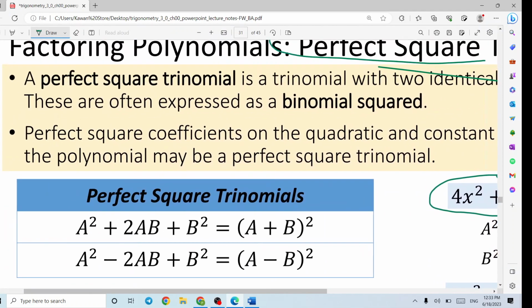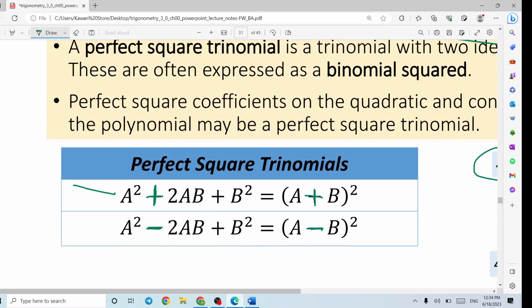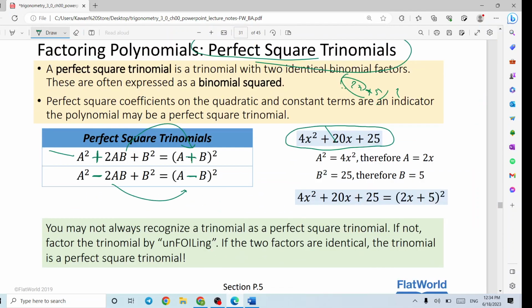So, how many types do you have? Two types of the perfect square. One of them is addition, one of them is subtraction. How do we change that one? Here's the combination of them. So, this is called a perfect square trinomial. We change it to what? To one parenthesis squared. Example.